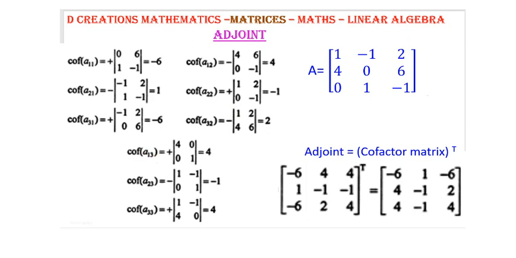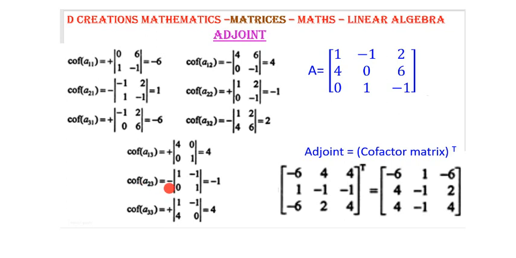Now let's go to the cofactor of A13. What is A13? Row 1, column 3. Exclude row 1, exclude column 3. So you are left with 4, 0, 0, 1. Again, easy. 4 into 1 is 4. 1 plus 3 is 4, an even number. So no change in the sign. So the answer is 4.